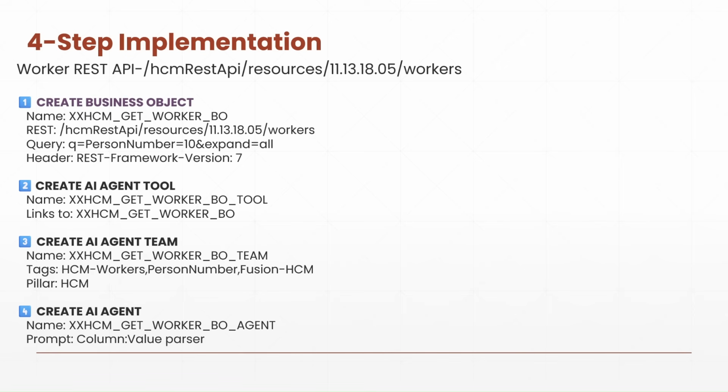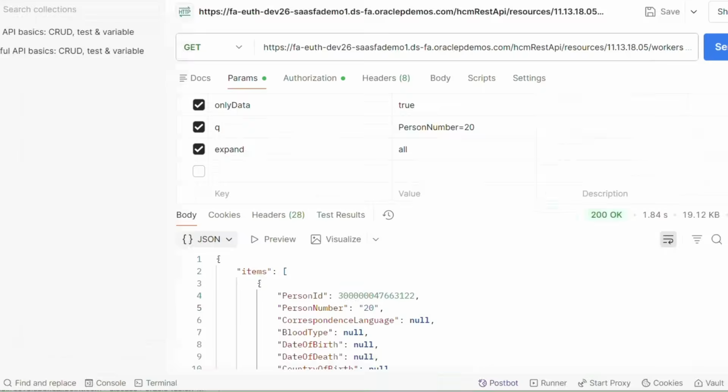In order to create an AI agent based on the business object, first you have to create a custom business object, and then you can create an AI agent tool. You can link it to the business object. Then we can create an AI agent team, and then we can create a final AI agent.